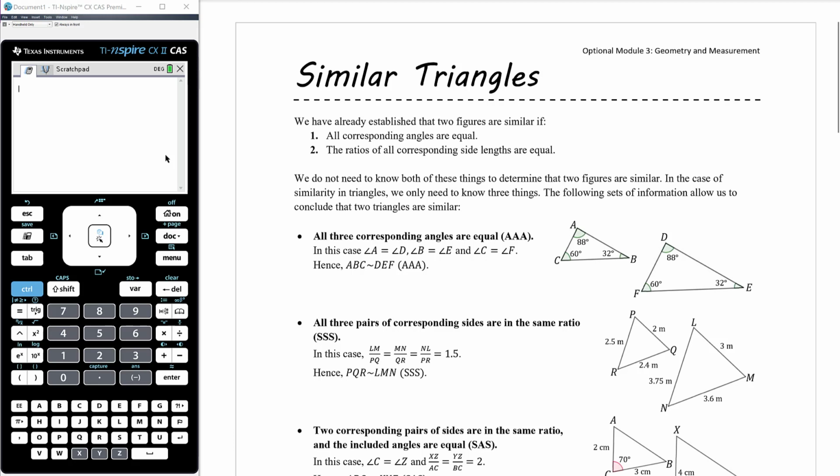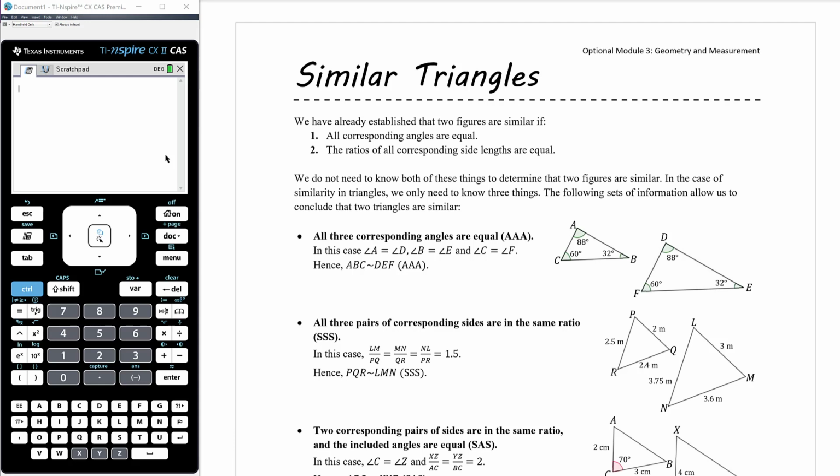Okay, so in this video we're going to be looking specifically at similar triangles. In the last video we looked at similar figures generally, the idea that two figures are similar if they have the same shape, so that's defined by their internal angles all being equal, and if their side lengths are all in the same proportion, so if one is an enlargement of the other.